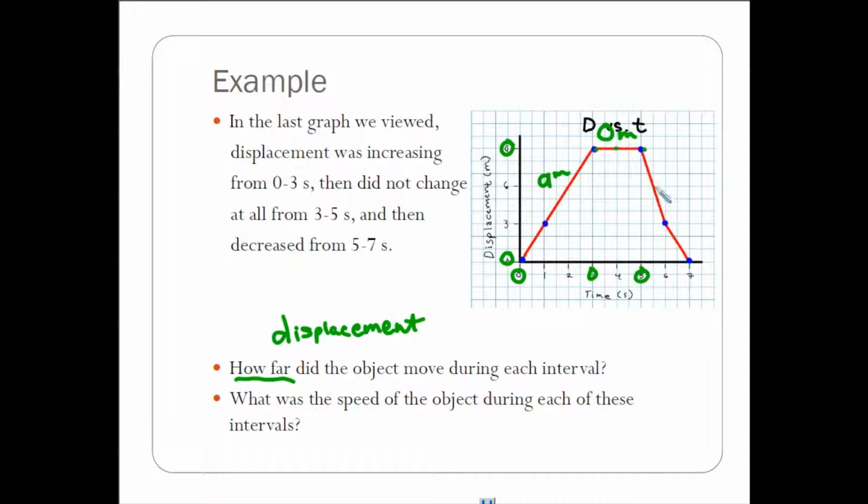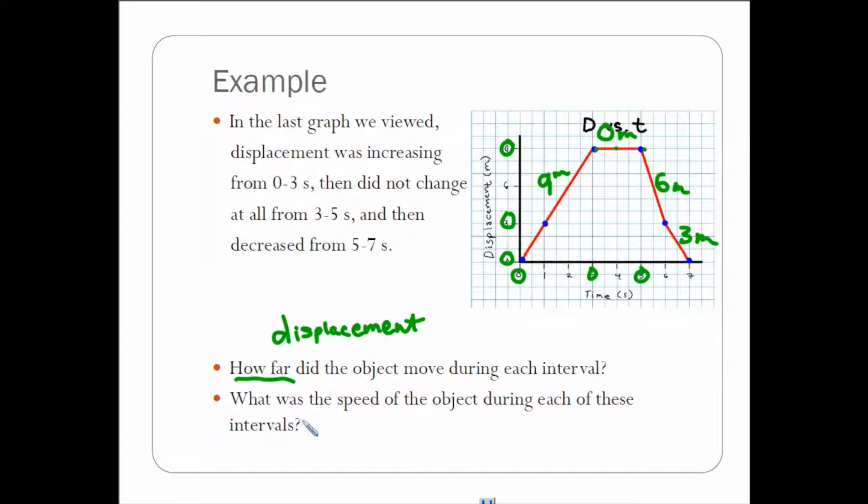From 5 seconds to 6 seconds, in 1 second, it has been displaced from 9 to 3 meters for a total of 6 meters. And then in that last second, it goes from 3 meters to 0 meters for a total of 3 meters in the opposite direction. So we go 9 meters away, and then we get 9 meters back to end exactly where we started.